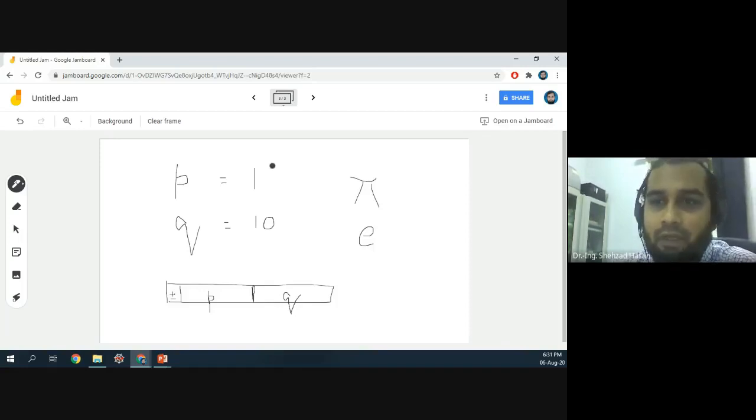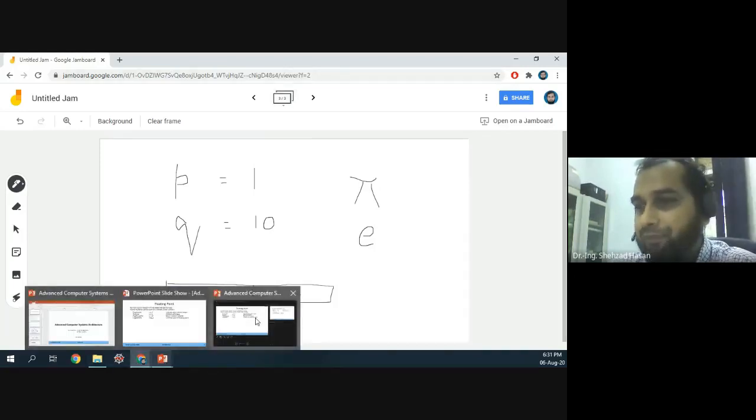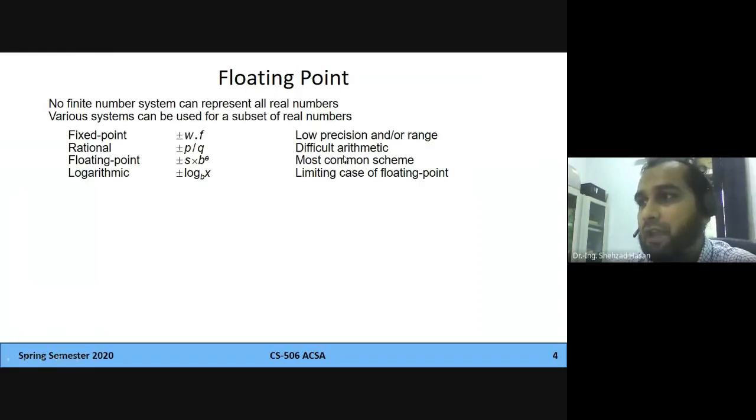This can be one scheme to have numbers stored in two integers, and then you do your arithmetic depending on that. But the arithmetic gets a little complicated if you have numbers stored in rational form. Okay, before I come to floating point, there is a logarithmic number system. The logarithmic number system doesn't have a particular standard, and there are different ways to store logarithmic numbers.